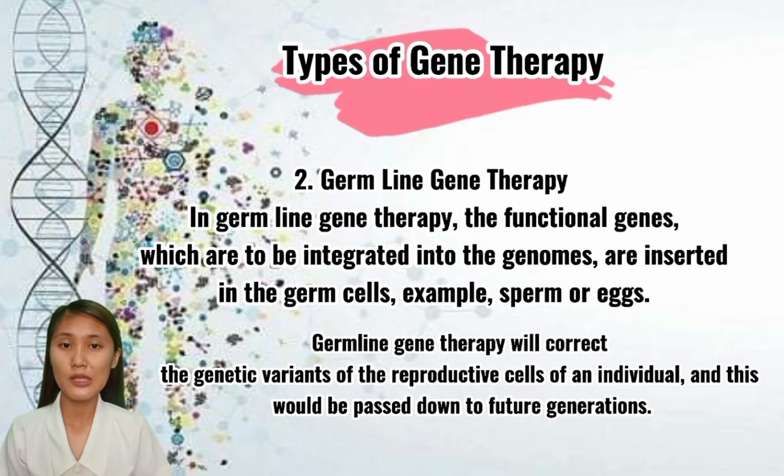Germline gene therapy will correct the genetic variants of the reproductive cells of an individual, and this would be passed down to future generations. This therapy removes a hereditary disorder from a family line forever. Hereditary disorders that occur in humans are possibly inherited from the germline cells. However, curing these diseases is possible only through modifying nuclear and mitochondrial DNA mutations in preimplantation embryos, which is commonly known as germline gene therapy.